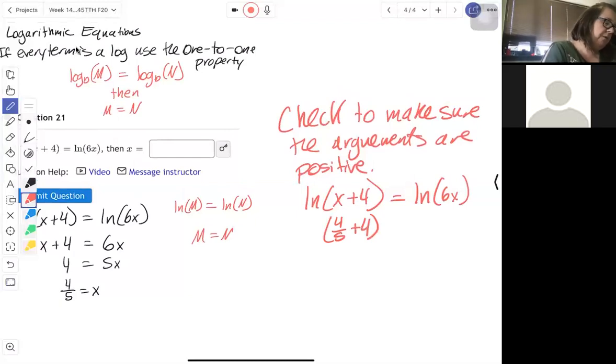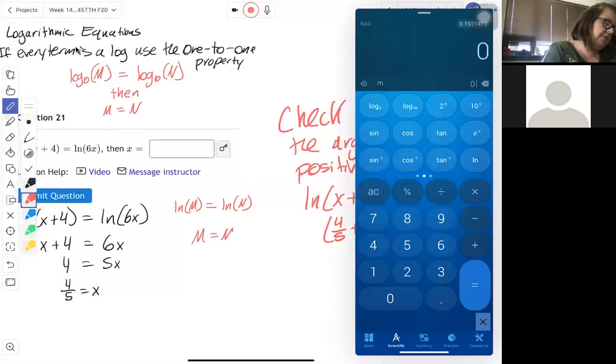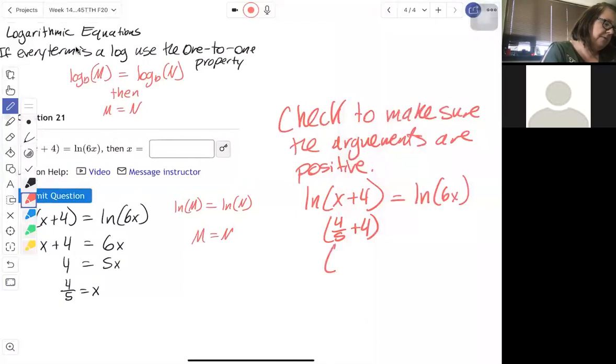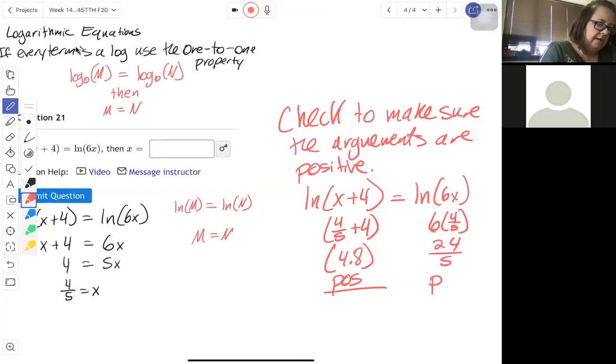4/5 plus 4, we can pull the calculator up to do this. 4 divided by 5 plus 4 is 4.8, so that is positive. And then I've got 6 times 4/5 over here, and that's going to be 24/5. I don't have to get the calculator for that. That's also positive, and so they check. Our answer is going to be 4/5 for x.